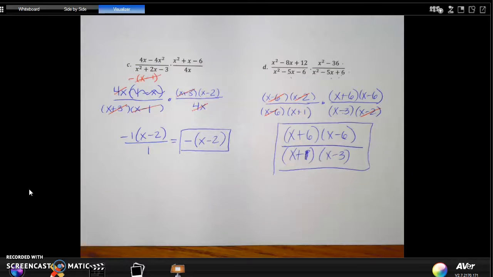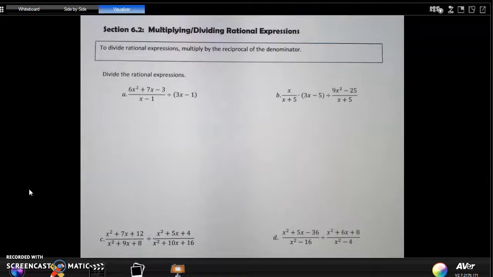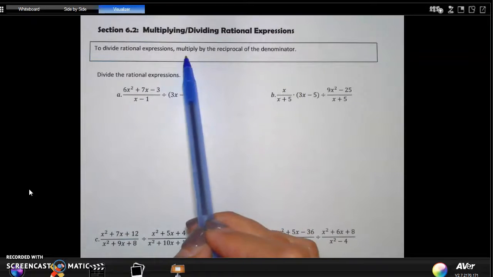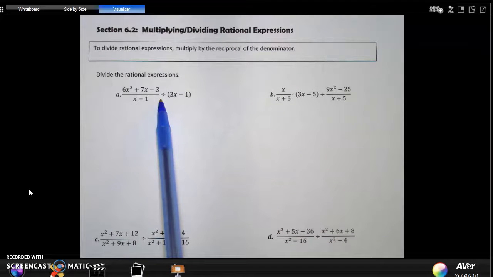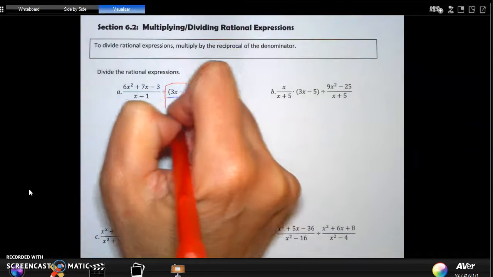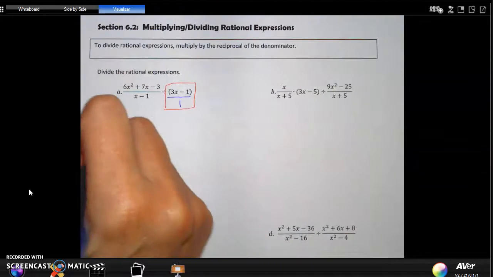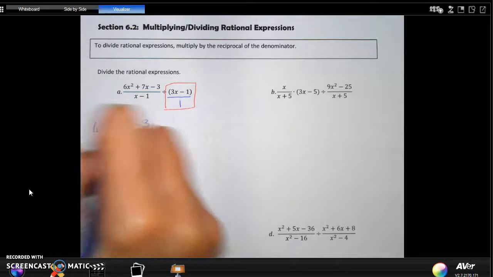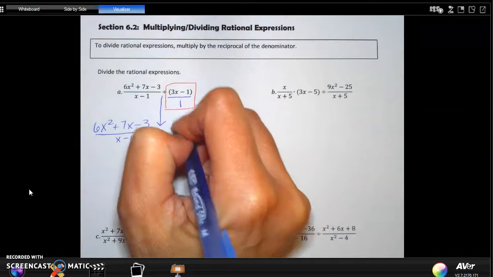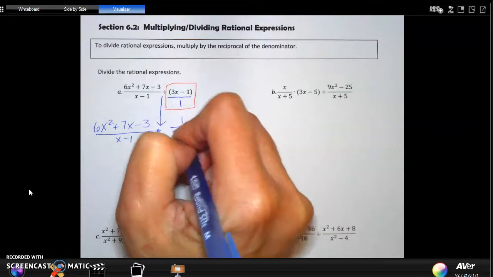Okay, so that's a multiplication. So let's take a look now at the last couple of problems here, which are division type problems. So let's look at those next. And it's the same process where we are still factoring, but here we have one new thing that we have to remember, and that is to multiply by the reciprocal for whatever follows the division symbol. So we have to think of this now as 3x minus 1 over 1. And this piece that follows the division sign, we're going to have to flip. So we're going to have 6x squared plus 7x minus 3 all over x minus 1. We change the division symbol into multiplication, and then we flip this. So this comes to the top and this goes to the bottom.